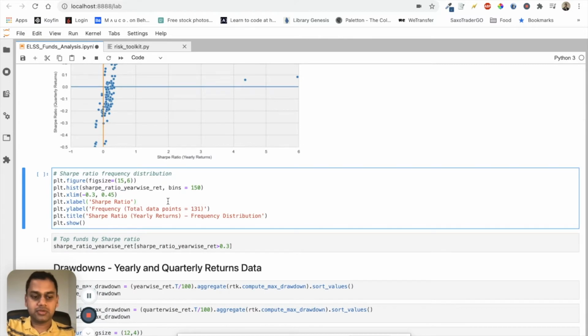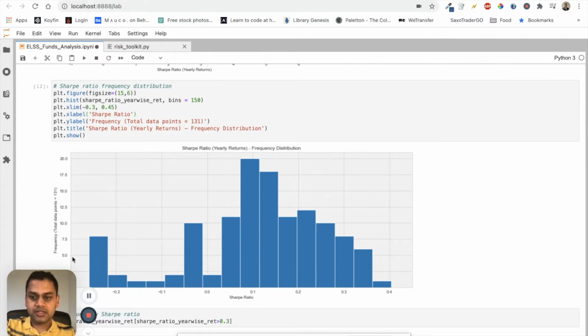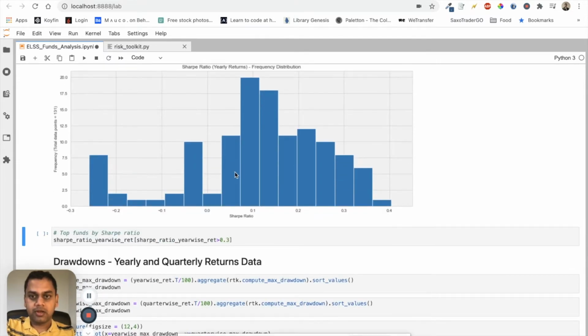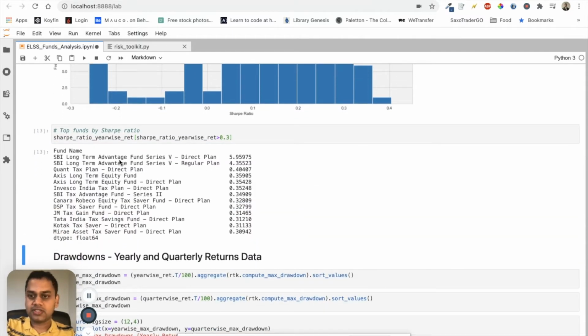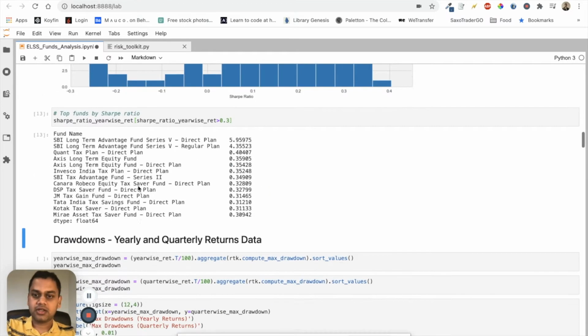Let's look at the frequency distribution to see on the basis of their yearly returns. We can see that there's a wide range starting from about minus 0.3 to 0.4, and a vast majority of the funds are concentrated in this. It's not really a bell curve, but a vast majority of them are concentrated in this particular area. But we are most interested in the funds that are performing well. So anything over 0.3, and this line of code will just fetch those funds. So you can see some of those funds that we've already seen. So SBI's long-term fund, Quantax Plan, Canara Robeco. So all of the funds that we've already seen are on this list.